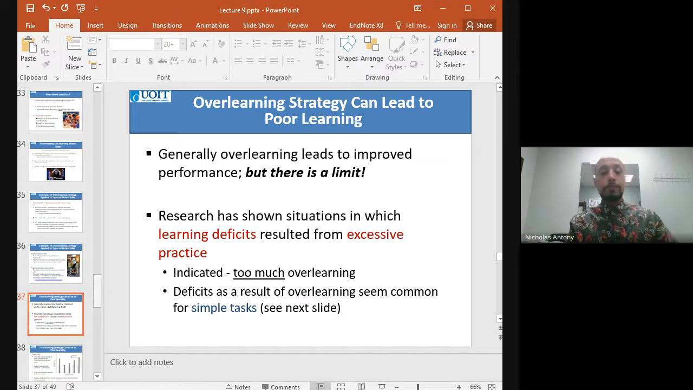Does that make sense, everyone? So overlearning can lead to diminishing returns, and that's the key concept.